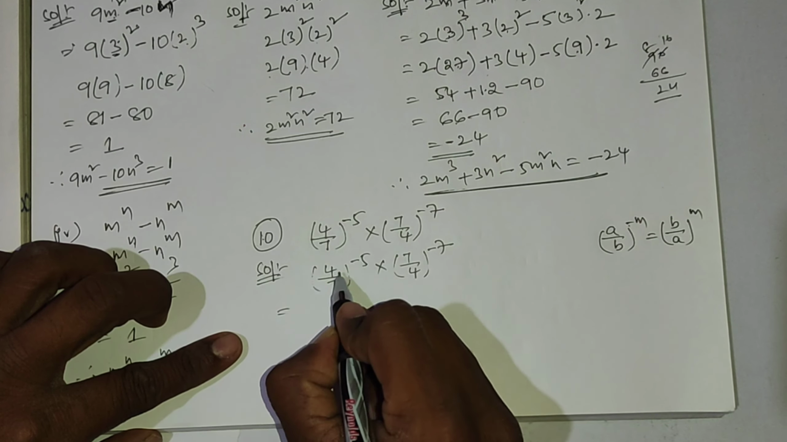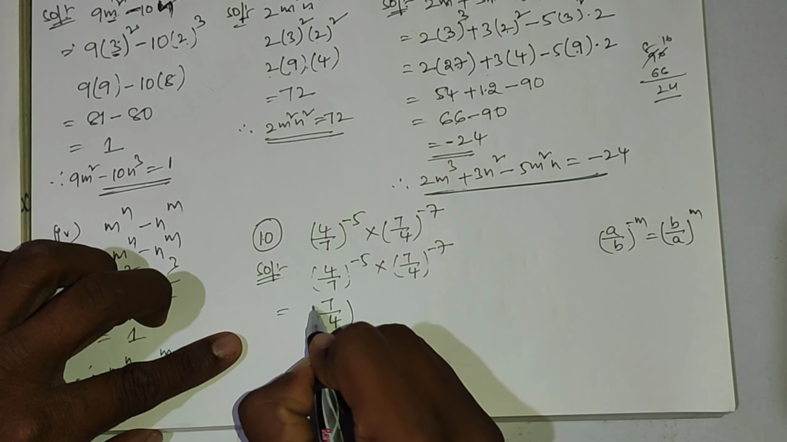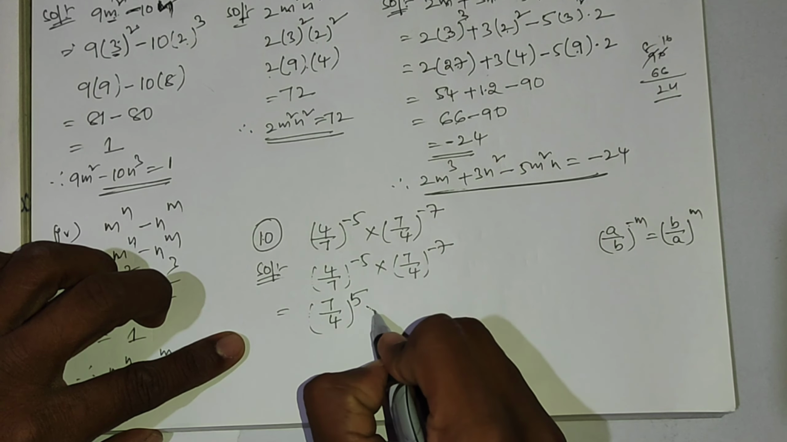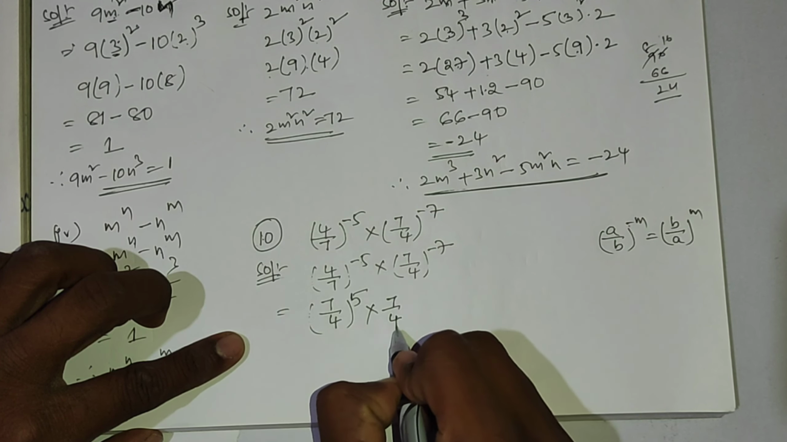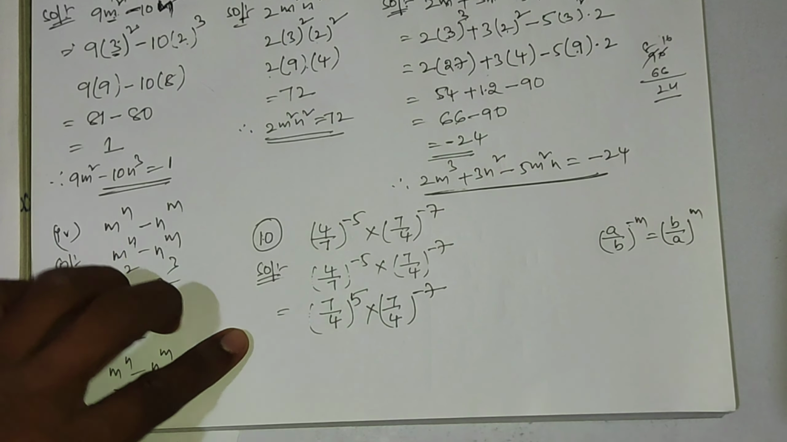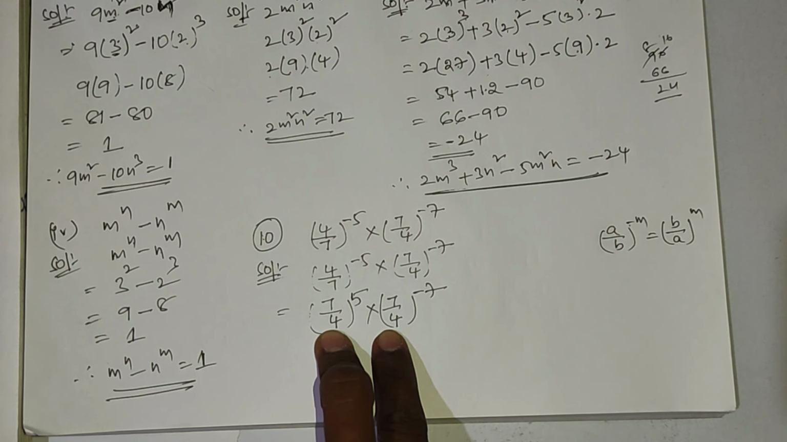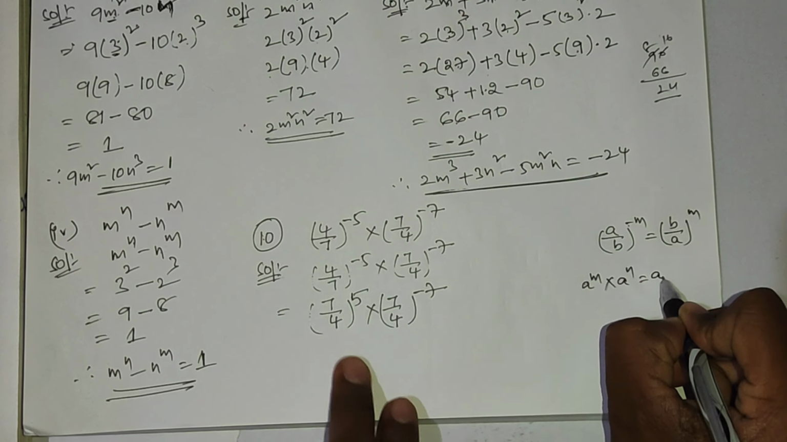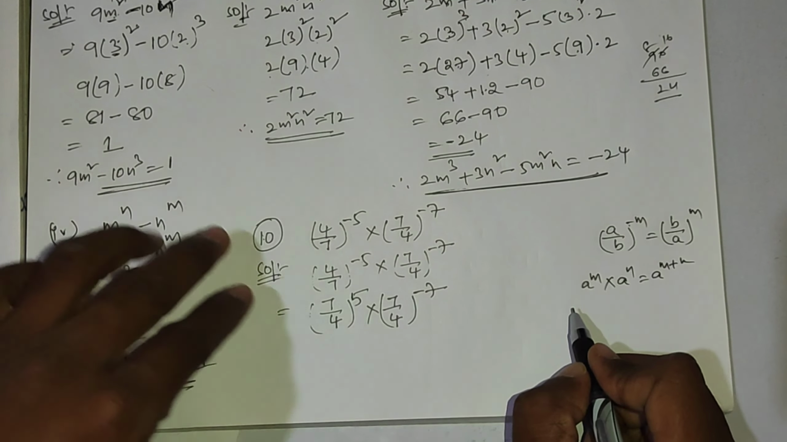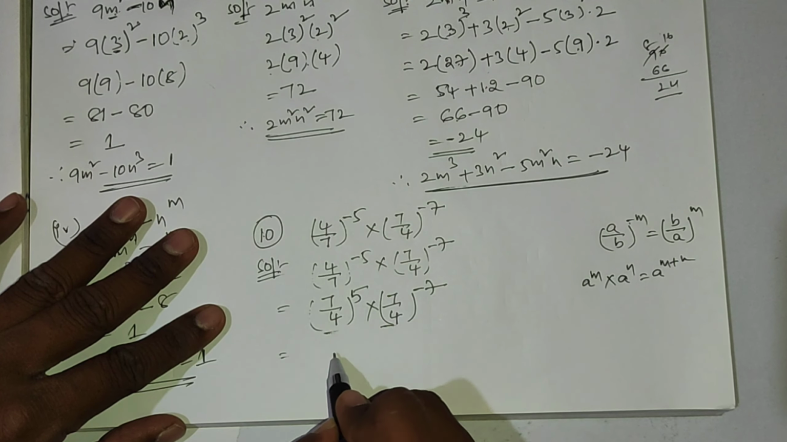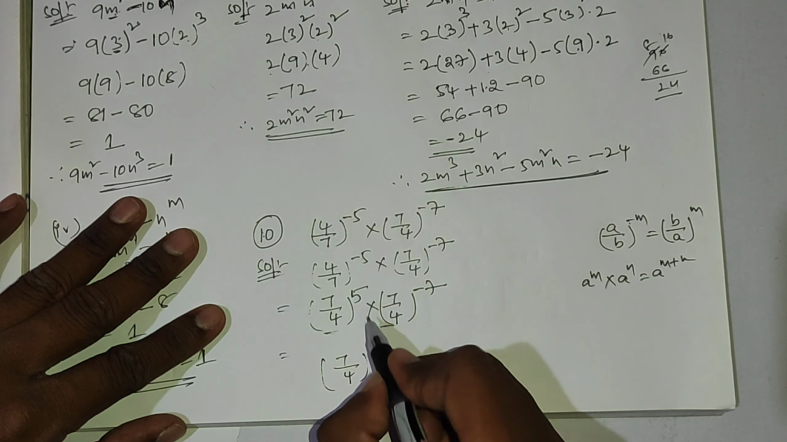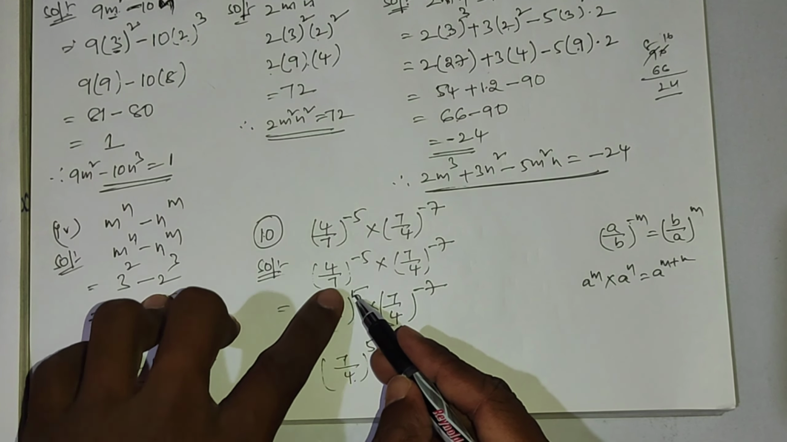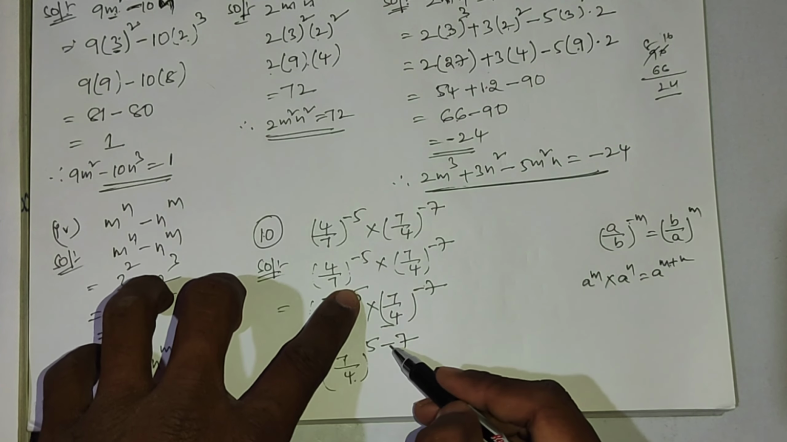This is equal to, this one becomes 7 by 4 whole to the power of 5. This negative becomes positive because we are taking a reciprocal. Into this one I am writing as is: 7 by 4 whole to the power of minus 7. Now if you observe, these two bases are the same. You know the formula: a to the power of m into a to the power of n is equal to a to the power of m plus n. The base is the same, 7 by 4, I am writing as it is. Then the power is 5 plus minus 7, because here plus is there. Plus into minus is minus 7.